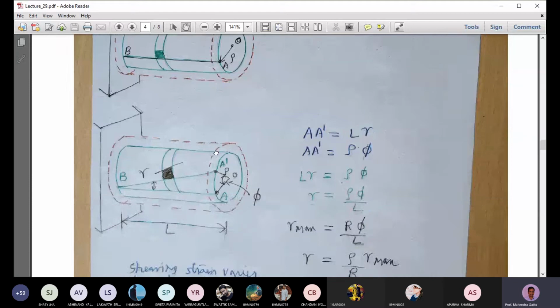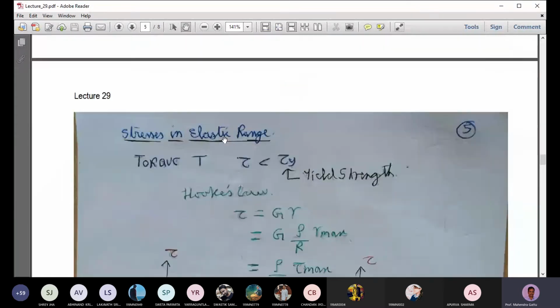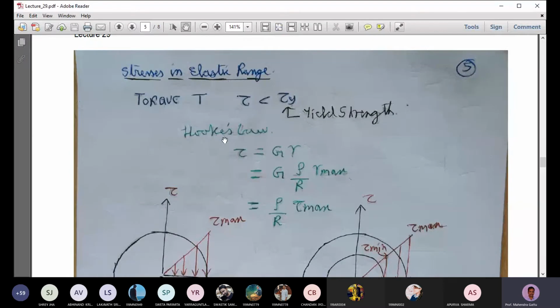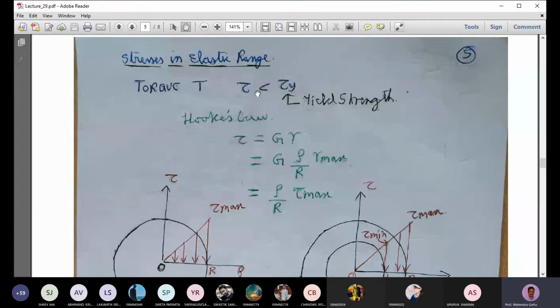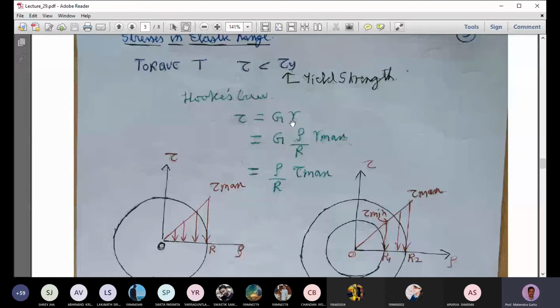Once we know the shearing strain, we can find the shearing stress. Again, we are making one assumption that the shear stress is less than the yield strength. That means plasticity has not yet been reached, so we are operating in the elastic zone. For that case, we can apply Hooke's law. Tau is equal to G times gamma, where G is the shear modulus and gamma is the shear strain.